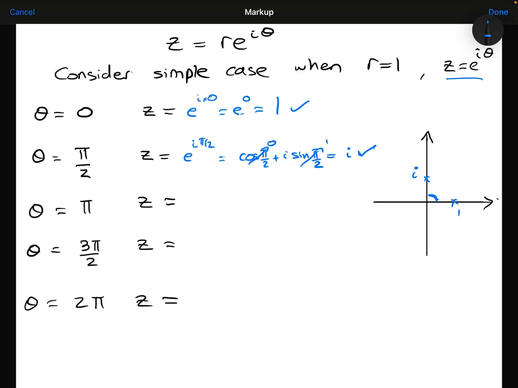If the angle is pi, I'll get e to the i pi, which would be cos pi plus i sine pi. Cos pi is minus 1. Sine pi is 0. So all of that will just be minus 1, which should make sense. If the argument is pi and the modulus is 1, I will get to the number minus 1.